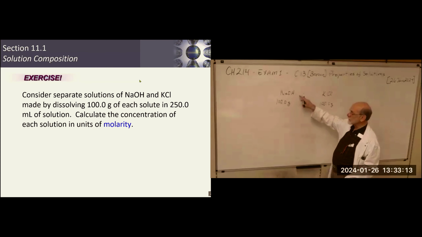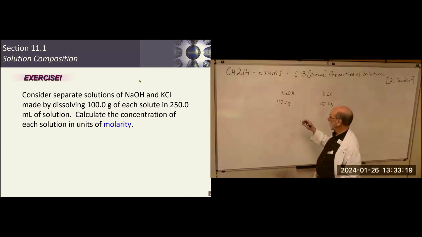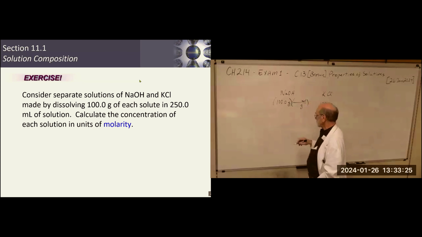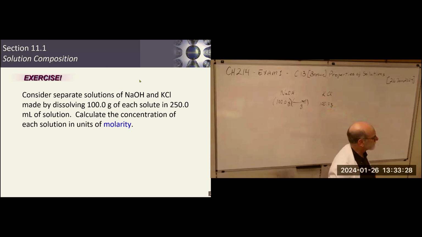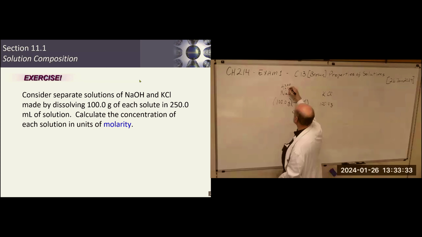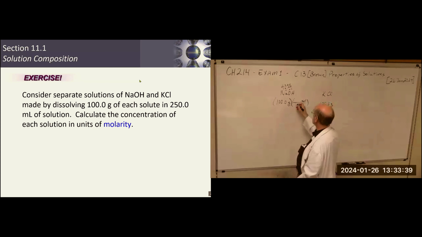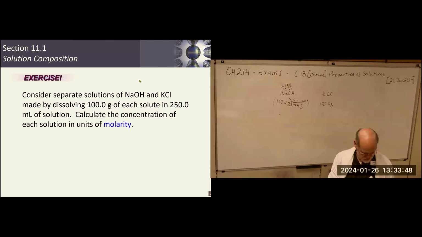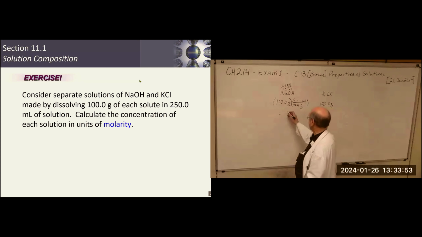No, because they're different molar masses. You've got to convert these to moles before you can calculate the solution. So what we need is the conversion factor here that will convert grams into moles. And the sodium is what, 23? Yeah, 23. Oxygen is 16. Hydrogen is 1.01. So that's 40.01 there. So that's 100 divided by 40.01. That's 2.499 moles.